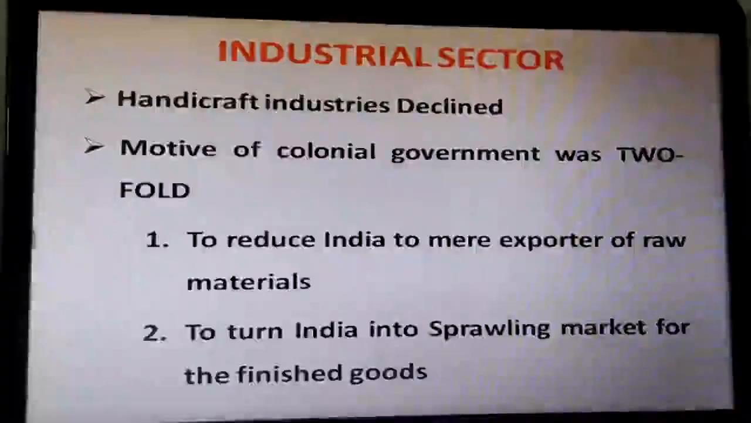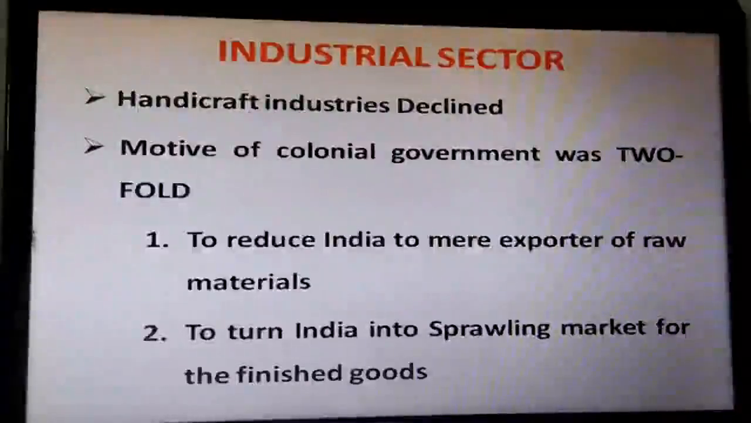Number one, to reduce India to a mere exporter of raw materials, which I had already explained earlier, as to how they wanted us to be the exporter of raw materials to their home industry for the benefit of their home country. And number two, to turn India into a sprawling market for finished goods. Now these were the goods which were made with our own raw material, which was produced in Britain and sold back to the Indian market in the form of finished product at a higher rate.